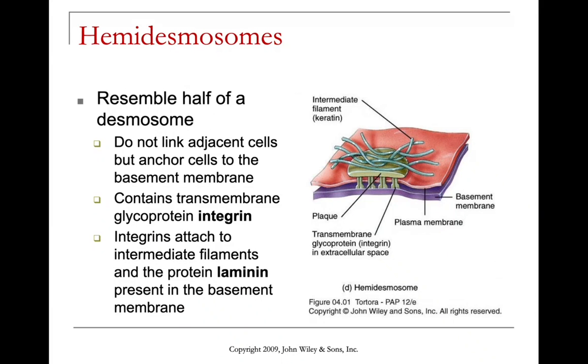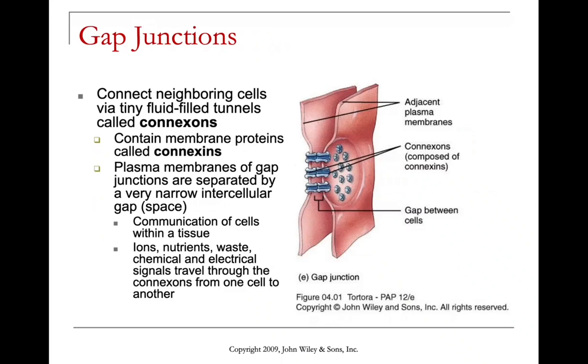So hemidesmosomes resemble half of a desmosome. They don't link adjacent cells but anchor them to the basement membrane. They'll have the transmembrane glycoprotein integrin, and the integrins are going to attach to the intermediate filaments and the protein laminin that's in the basement membrane.